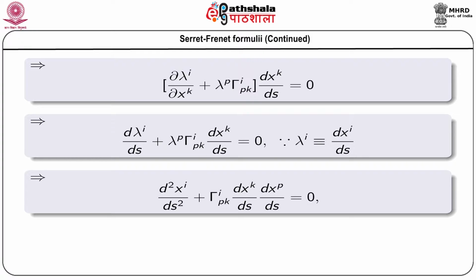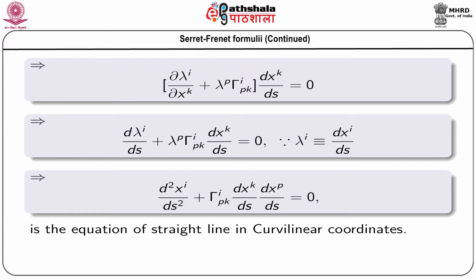Now, since lambda^i = dx^i/ds, if we put the value of lambda^i in the above equation, the equation becomes d²x^i/ds² + Γ^i_pk (dx^k/ds)(dx^p/ds) = 0. So, this is the equation of a straight line in curvilinear coordinates.